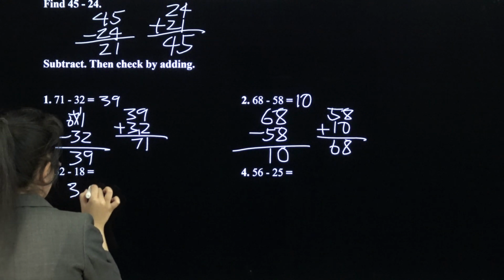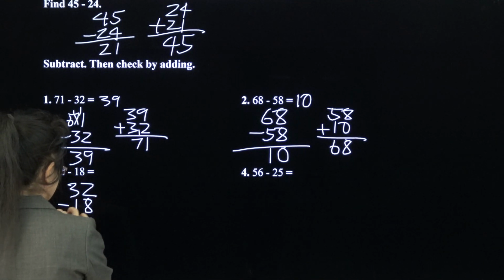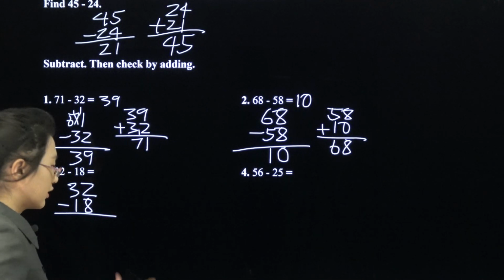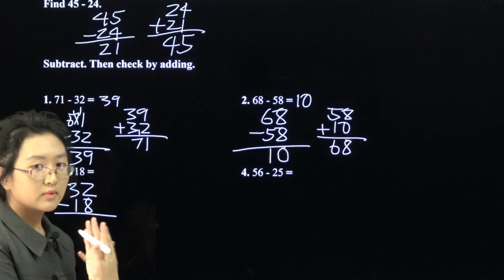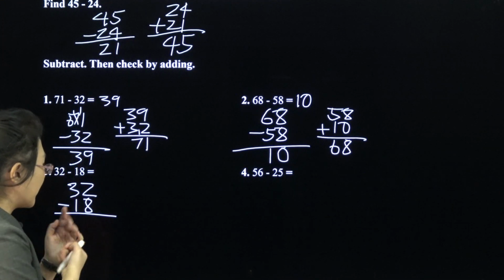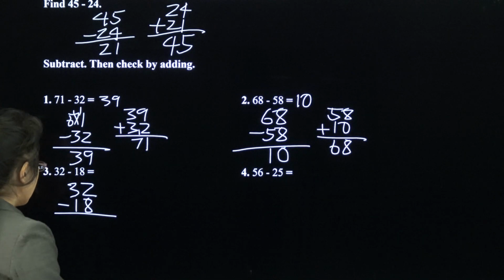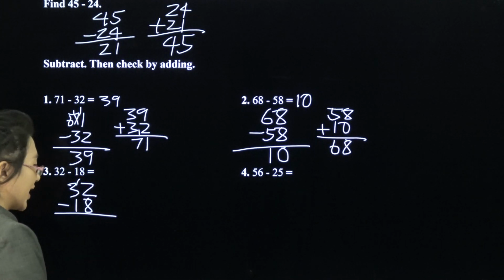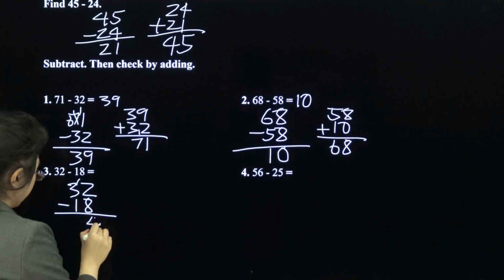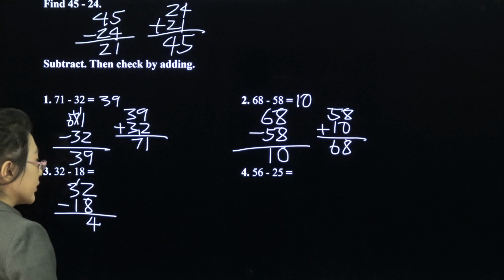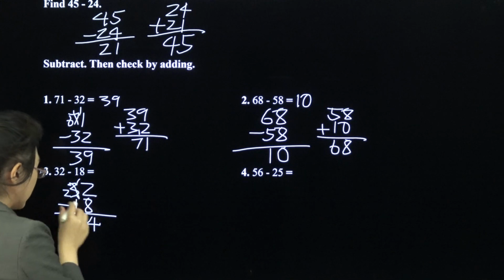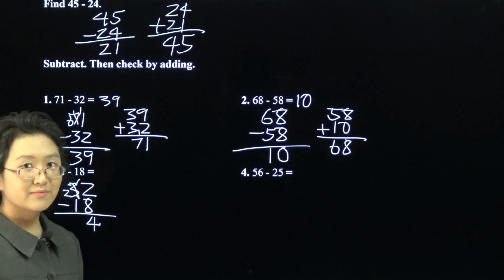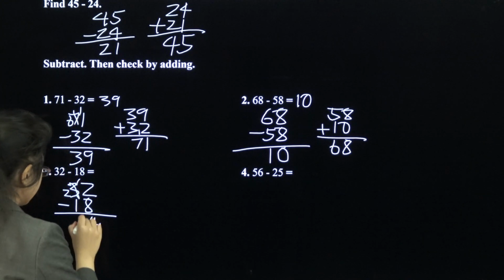32 minus 18. So when we line them up, we get 2 minus 8, meaning that we have to regroup, and after we regroup, we end up with 12 minus 8, which is 4. And since we regrouped, 3 is now 2. So 2 minus 1 is 1.